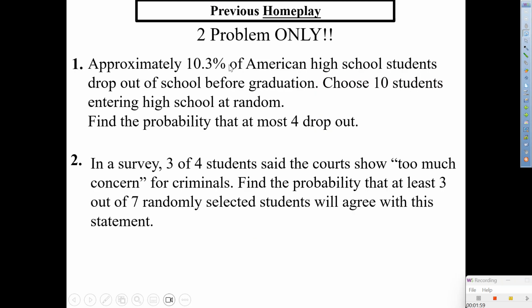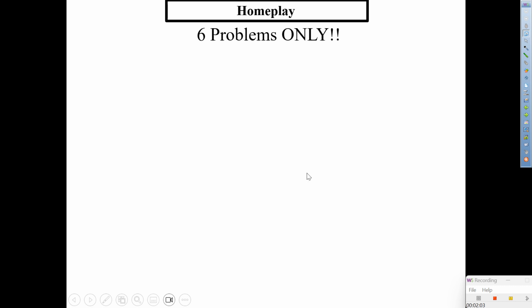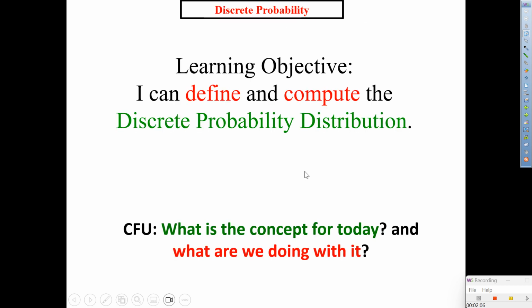Alright. Last night's home play were those 2 problems. Tonight, it's only 6 of them. Alright, here we go. I can define and compute discrete probability distribution. Get a Cornell note ready, please. This one's going to go fairly fast, so stay focused.